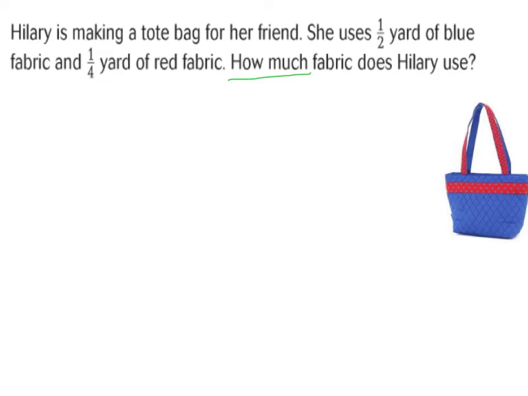So I'm going to write them vertically, 1/2 of a yard and 1/4 of a yard. And I do want to add them, but I can't add them just yet. Now looking at 1/4 and 1/2, I'm going to look at my denominators. I have 2 and I have 4. If I list my multiples of 2, I get 2, 4, 6, 8.